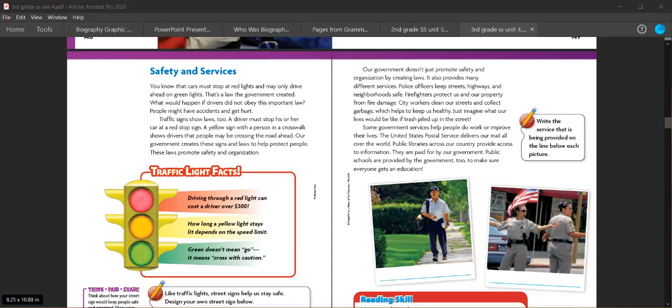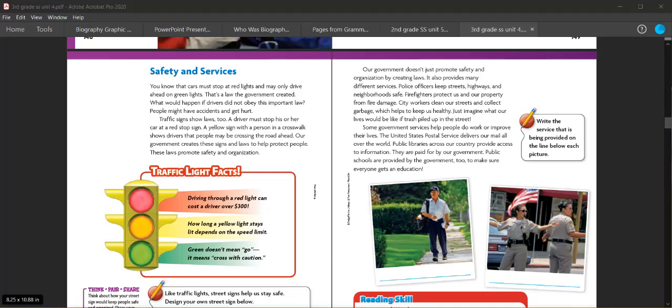Services. Our government doesn't just promote safety and organization by creating laws. It also provides many different services. Police officers keep streets, highways, and neighborhoods safe. Firefighters protect us and our property from fire damage. City workers clean our streets and collect garbage, which helps to keep us healthy. Just imagine what our lives would be like if trash piled up in the street.